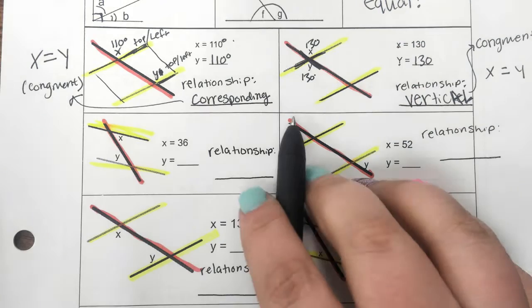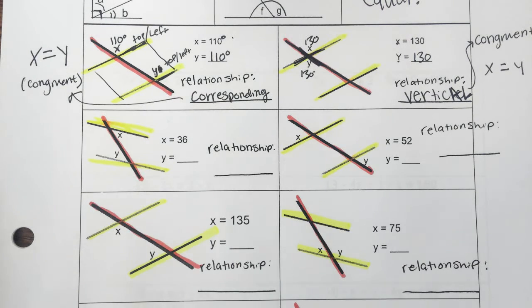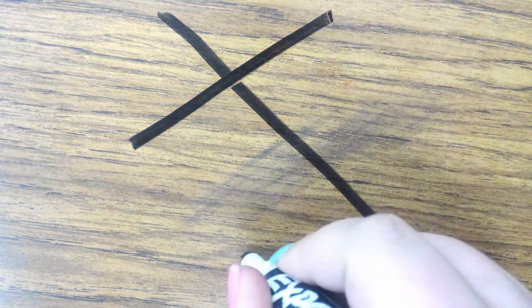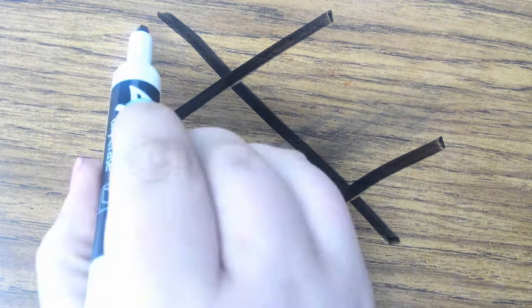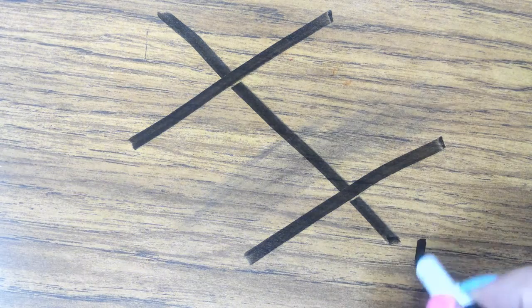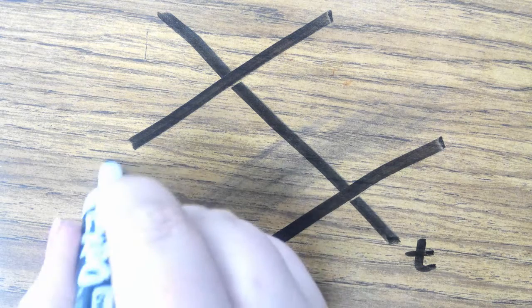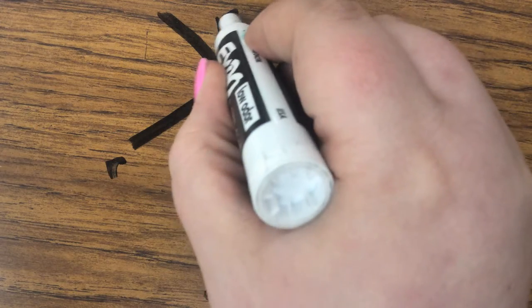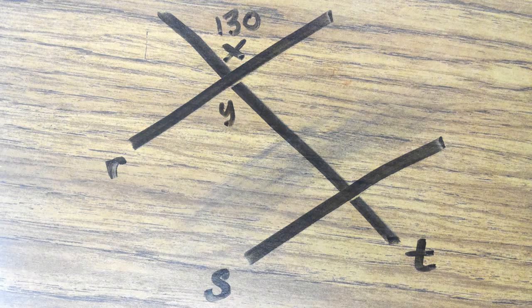I think this is interesting to look at. I like this example a lot because the number is easy. So I'm going to draw that example real quick. Right here, there's T followed by two parallel lines. I'll call them R and S. And this is X labeled at 130, Y. I can prove to you now that Y is 130 without having to use my vocabulary sheet.